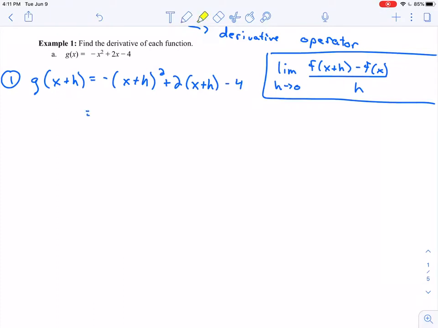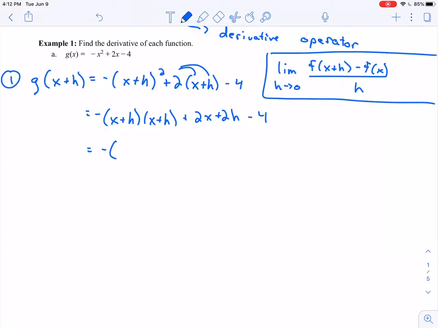Be careful with this negative sign right here. We do actually need to square this first before we apply that negative sign. So this really says the opposite of x plus h times x plus h. Over here I can take this 2 and distribute that. So this is 2x plus 2h minus 4. So I'm going to say, let's FOIL this out first. We're going to multiply these two together first before we worry about this minus sign.